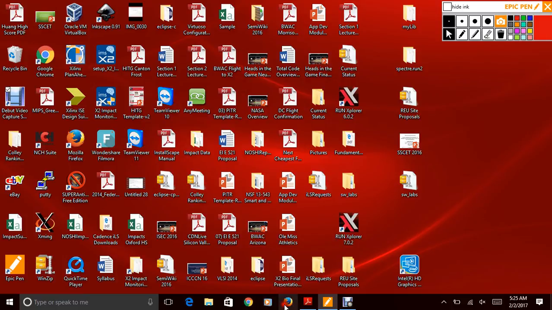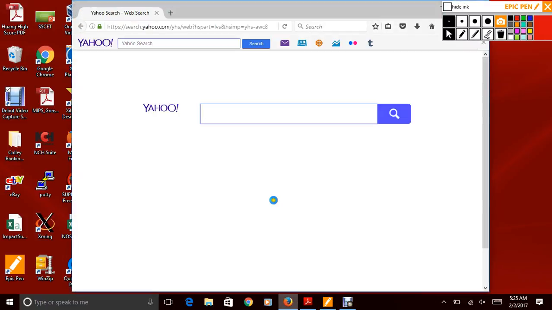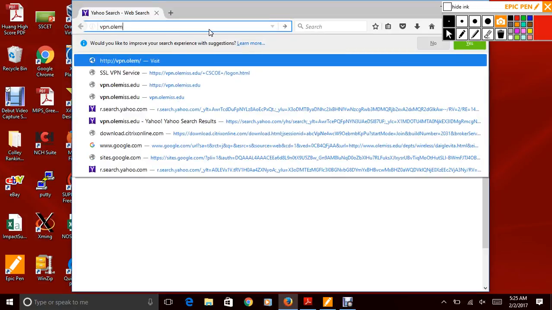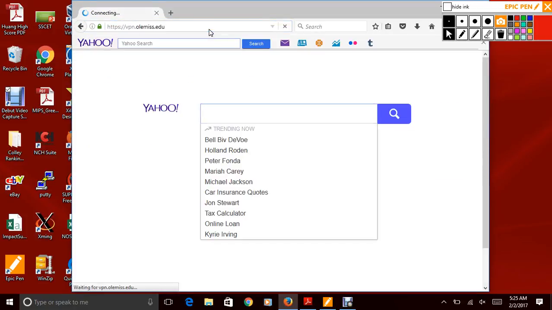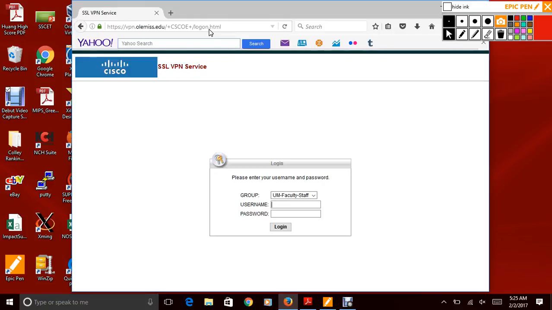So the first thing you want to do is we're going to do a virtual private network, or VPN. So you're going to want to go to vpn.olemiss.edu, and this will bring up a login page. It has a number of options: faculty, staff, or local. You should be able to log in with local. If you're not able to do this, let me know and I'll contact IT.